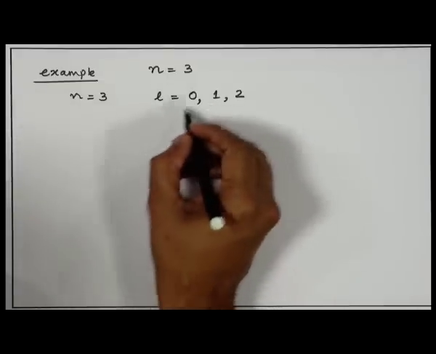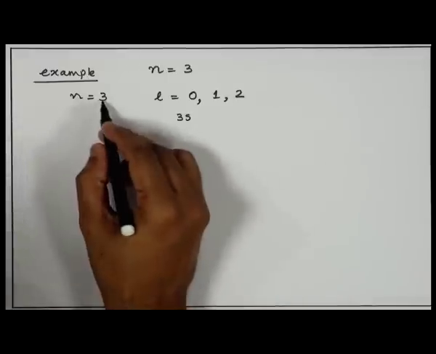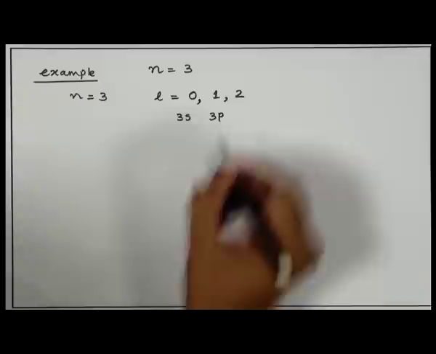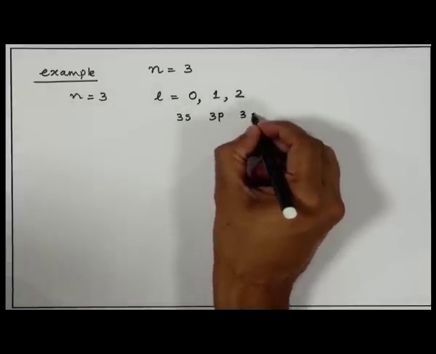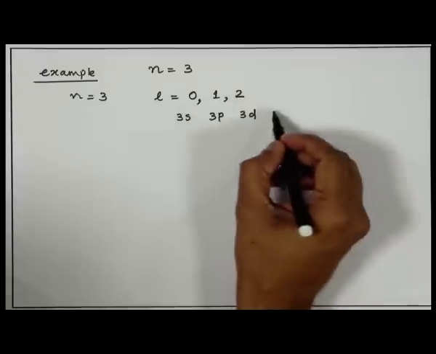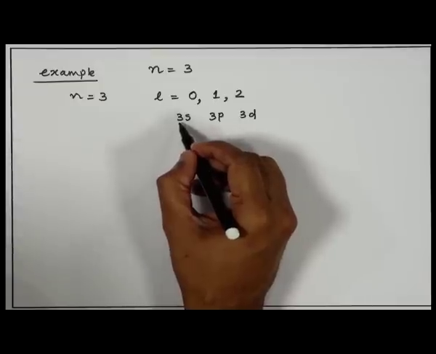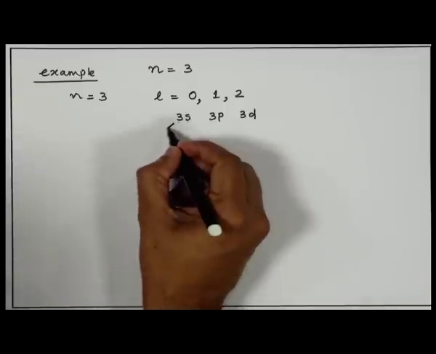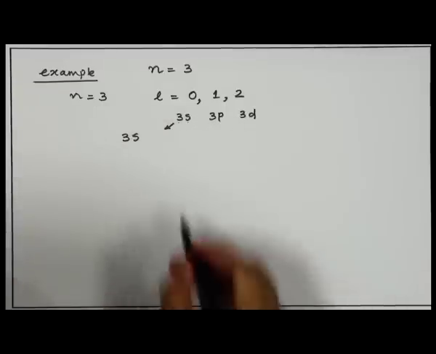When L is 0, what do we call it? We call it 3s, and when L is 1 and n is 3, what do we call it? It is 3p. When n is 3 and L is 2, we call it 3d. So, this orbital notation identifies the principal quantum number and azimuthal quantum number, but we know that is not the end of the story. 3s has only one possible orientation because it is an s orbital.